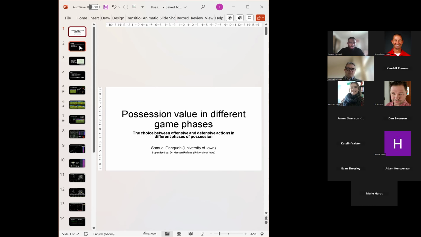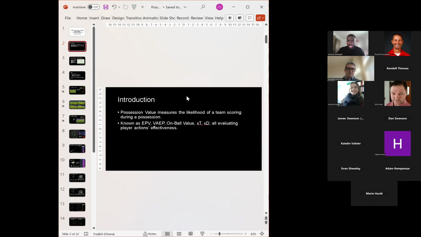Now let's start unpacking possession value. I believe this concept has been there for long. Some of you probably have heard about it, and that is not a new thing. But to those who have never heard about it, let me just give you a gist of it so that you get some background knowledge on it before we delve deeper into the overall analysis.